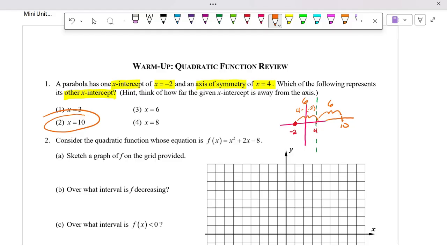So remember, axis of symmetry means that each point besides the vertex has a match on the other side of the axis of symmetry. And the way you figure it out is just like if you were doing a line of reflection, you count how many units it is away from that line.